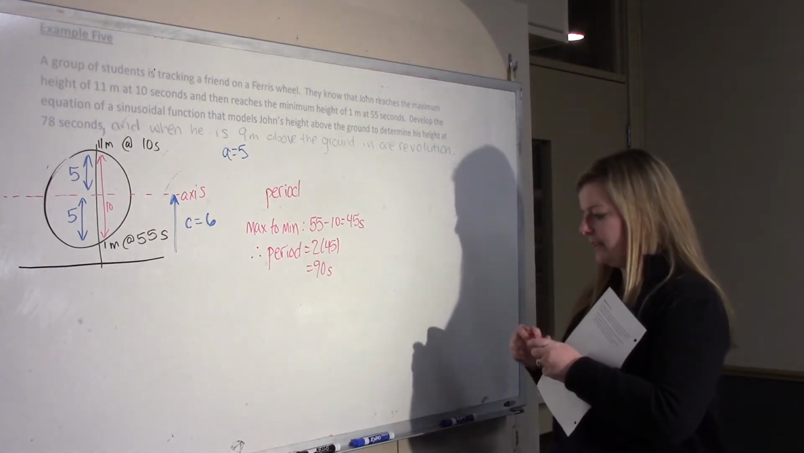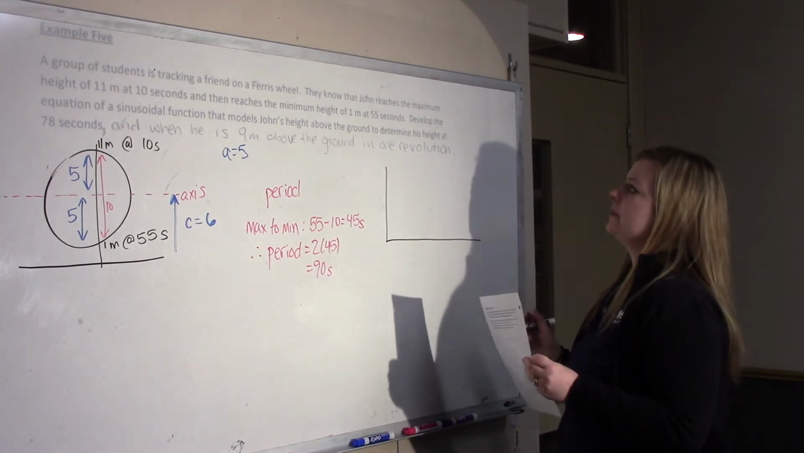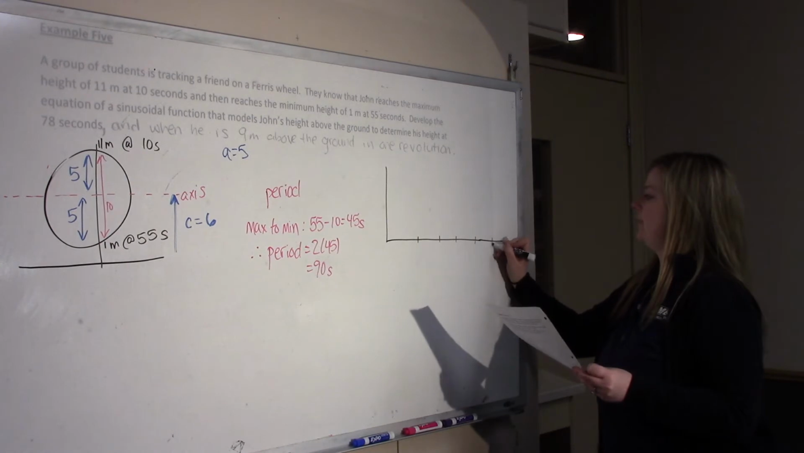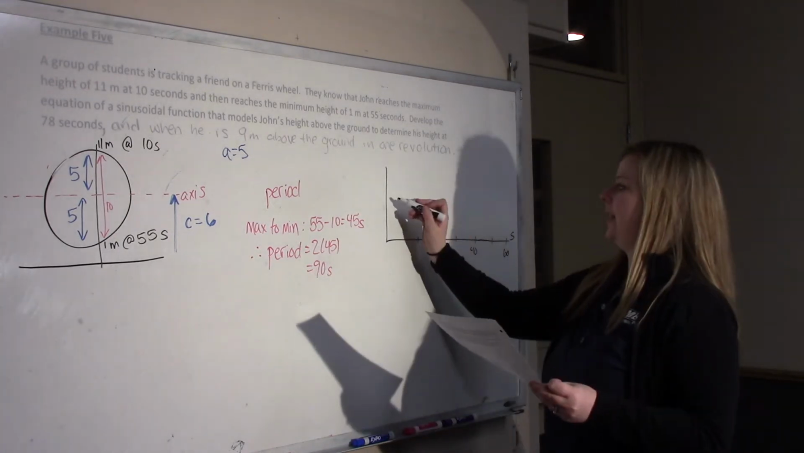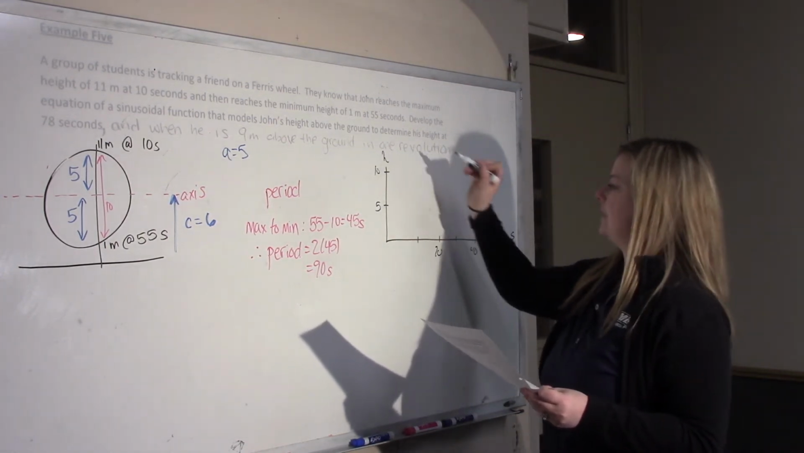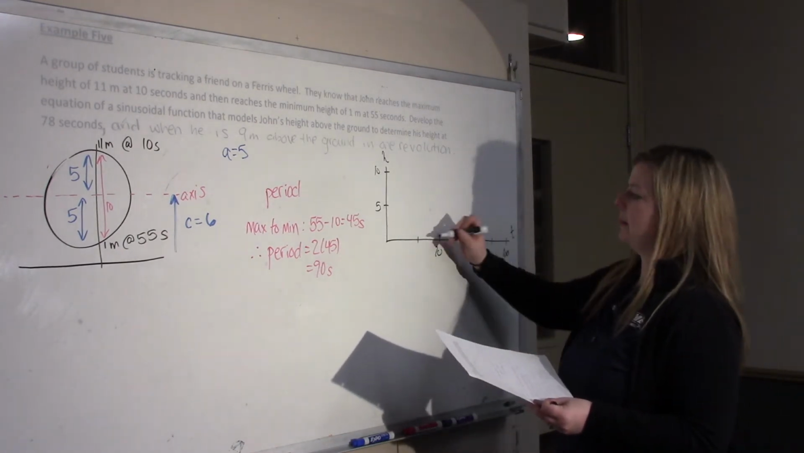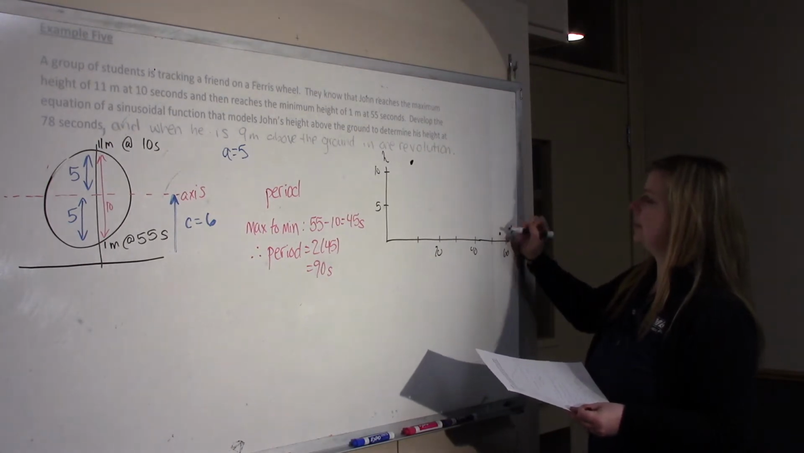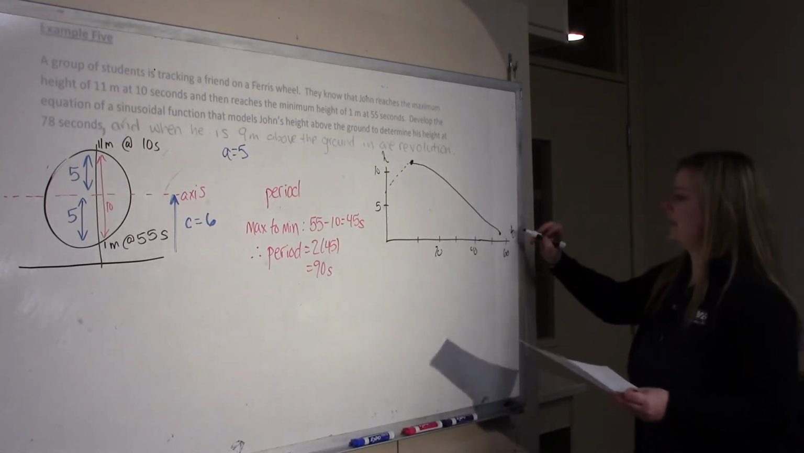So let's create a little sketch of what's going on here. So we're going up to 55 seconds. So let's go 10, 20, 30, 40, 50, 60 seconds, okay? And let's do 5 and 10. This is for height, this is time. Okay, so at 10 seconds he was 11 meters high, so at the max. And at 55 seconds he was just 1 meter high. So this is all we really know. So we would assume he was here before and then is going up after.